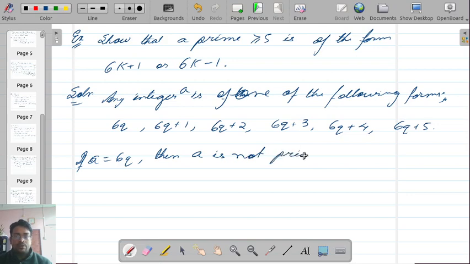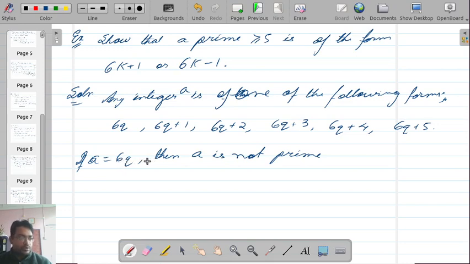Why is it not prime? Because it's divisible by 6. a is equal to 6 times some quantity, so it's divisible by 6. A prime number cannot be divisible by any other number except itself and 1. So 6 is not a prime number, as 6 is already divisible by 2.